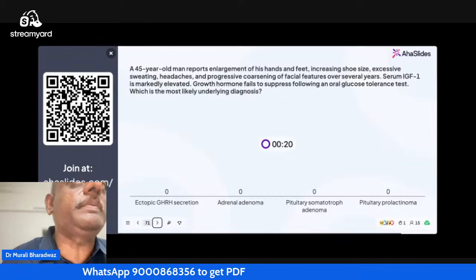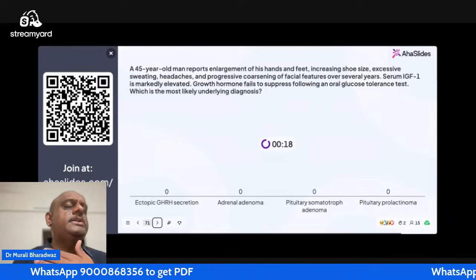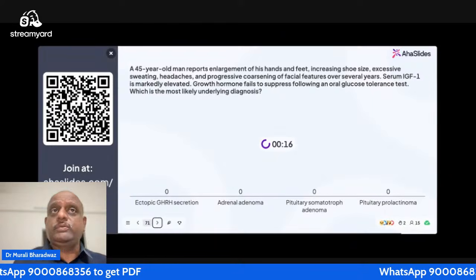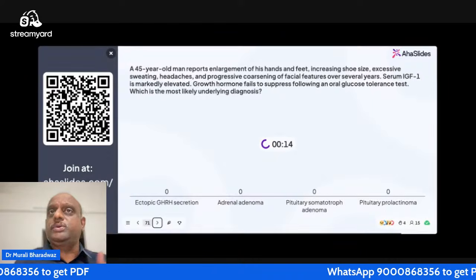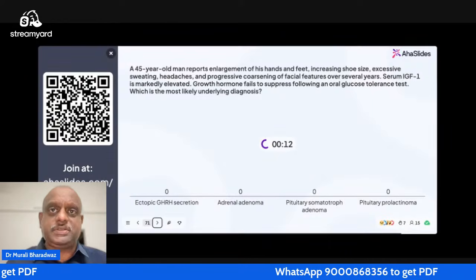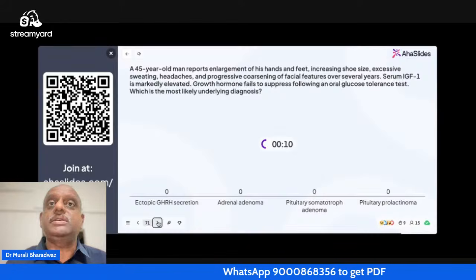45-year-old with the enlargement of the hands and the feet, increasing shoe size, excessive sweating, headache, progressive coarsening of the facial features. So what is your diagnosis? Very easy.